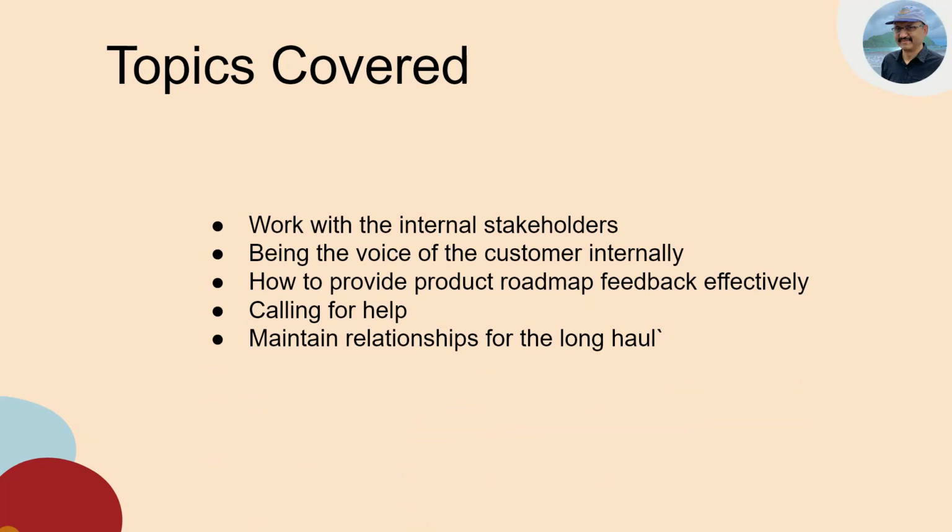The first one is we're going to start with working with the internal stakeholders. This is extremely important since CSM groups or teams or organizations don't control the product roadmap. They don't control what features are going to be added or not added or the priority of the bug fixes and such. So it becomes imperative for the CSMs to work with teams that do control the product roadmap. That could be product managers, it could be the BA team, business analyst team, or titles such as I just mentioned.